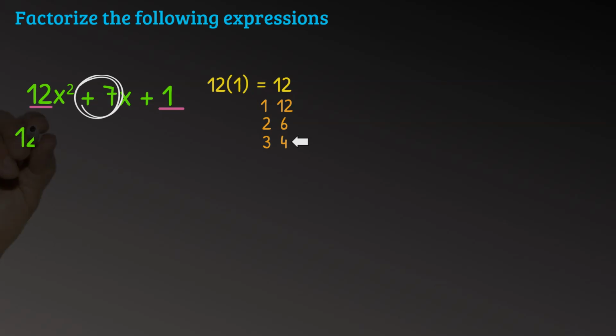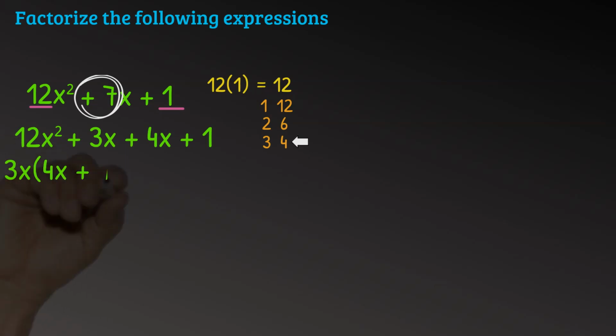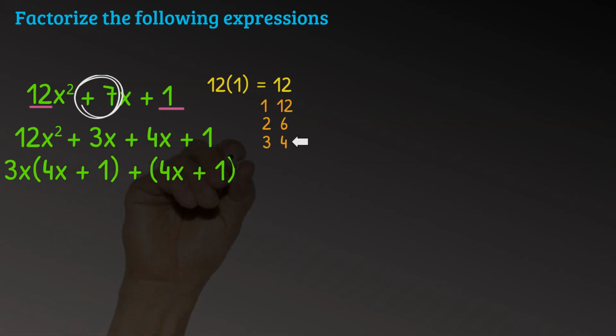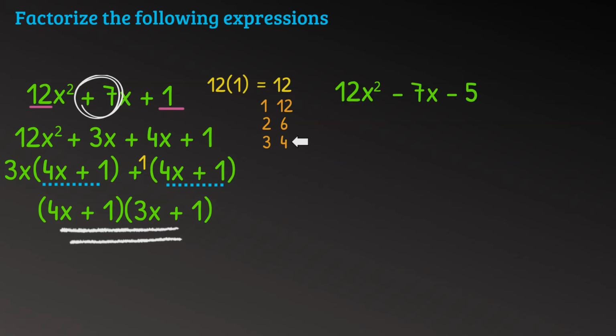Then we rewrite the expression and replace plus 7x with plus 3x plus 4x. Looking at the first two terms, we can see the greatest common factor is 3x, and we'd have to multiply that by 4x plus 1. And the greatest common factor for the second two terms is 1, so the bracket is 4x plus 1. So the first bracket of the solution is 4x plus 1, and the second bracket is 3x plus 1, because there's an invisible 1 outside the second bracket.